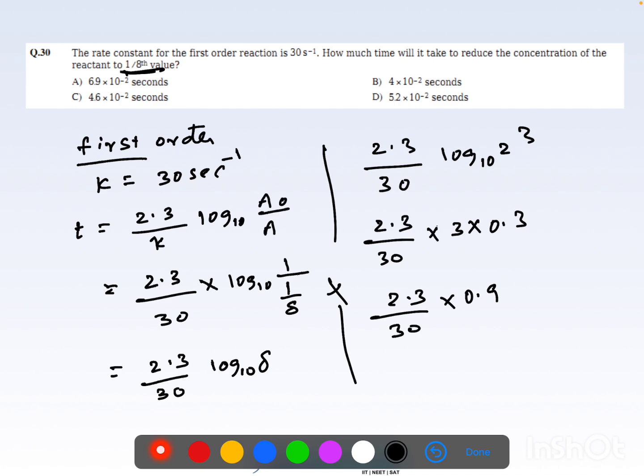Now I can write this as 2.3 into 9 or 90 into 10 to the power minus 2, divided by 30. So this is 6.9 into 10 to the power minus 2. So answer will be option A.